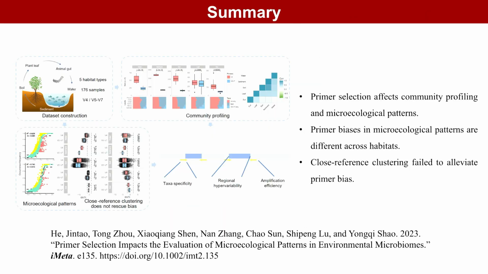In summary, our study underscores the profound effect of primer selection on community profiling and microecological patterns. Primer biases and microecological patterns are different across habitats. Thirdly, closed reference clustering failed to alleviate primer bias.